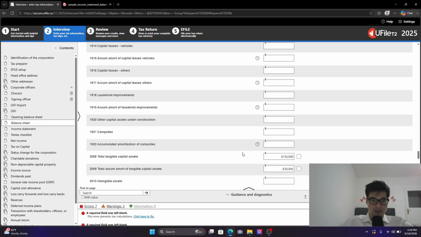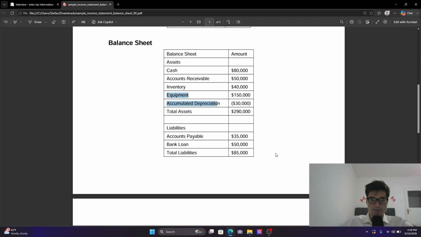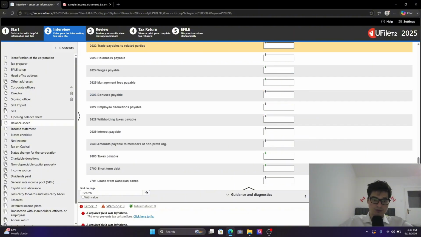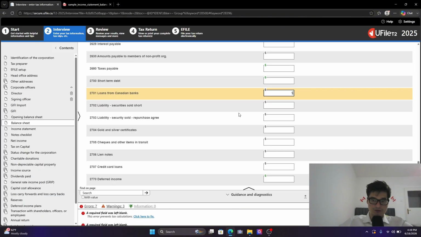You go down to your liabilities. Quickly input your two liabilities, your accounts payable and your bank loan of 50,000.